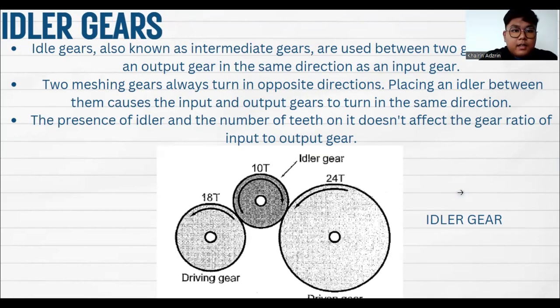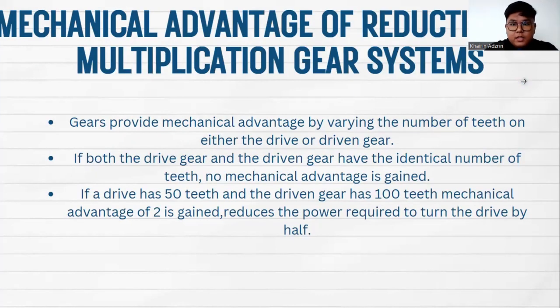Idler gears, also known as intermediate gears, are used between two gears to rotate an output gear in the same direction as an input gear. Two meshed gears are always turned in opposite directions. Placing an idler between them causes the input and output gears to turn in the same direction. The presence of an idler and the number of teeth on it doesn't affect the gear ratio of input to output gear.